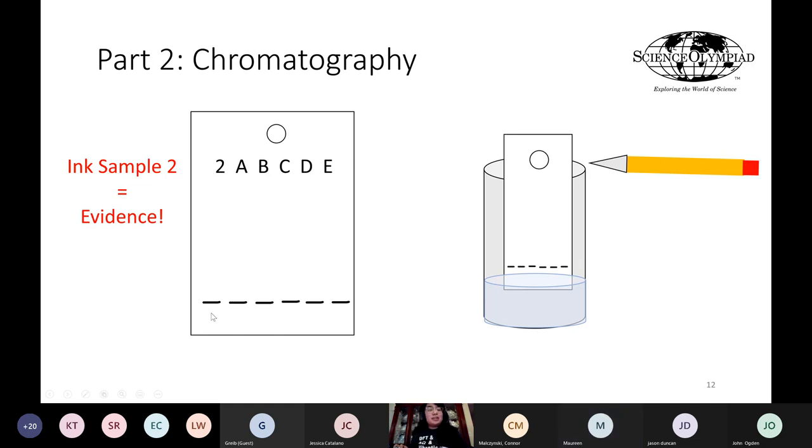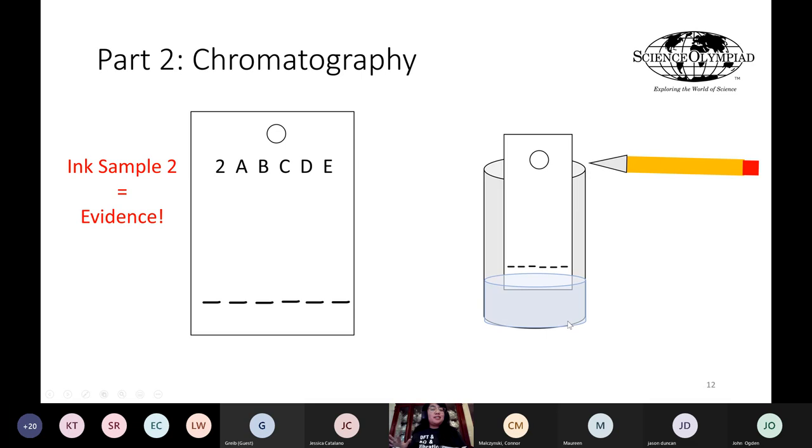There's going to be six different lines on that filter paper, where one line corresponds to the evidence found at the scene, denoted as two, as well as the other five ink lines belonging to suspect A, and so on and so forth for the other four suspects. Since there's a hole punched into the filter paper, they're going to take a pencil and put it through the hole so that it's in the middle of the pencil. After, they're going to balance that pencil on the rim of a cup that has rubbing alcohol in it.